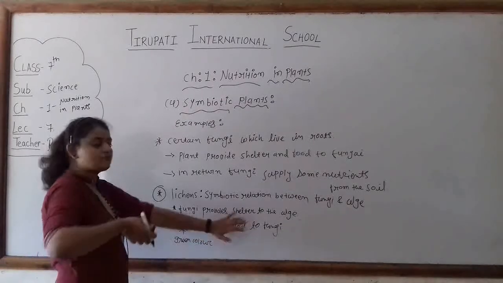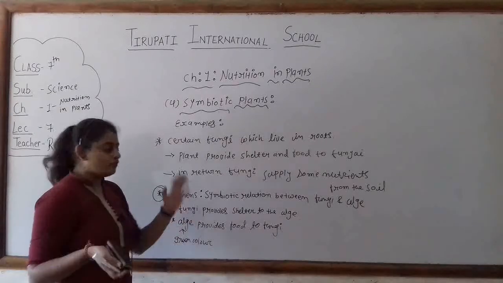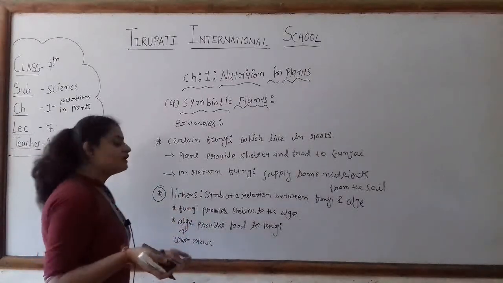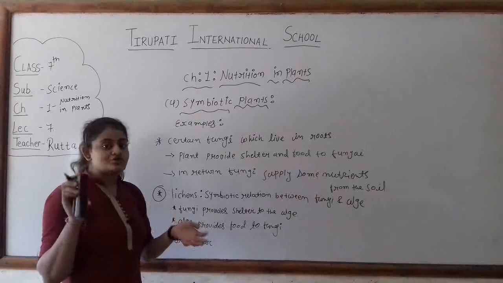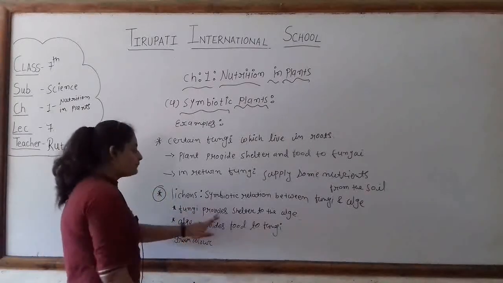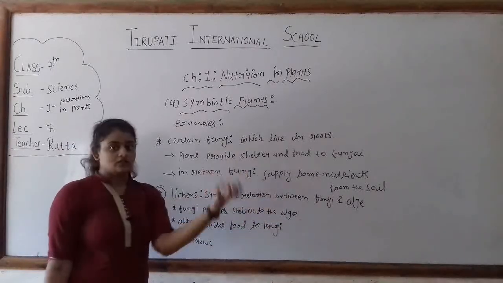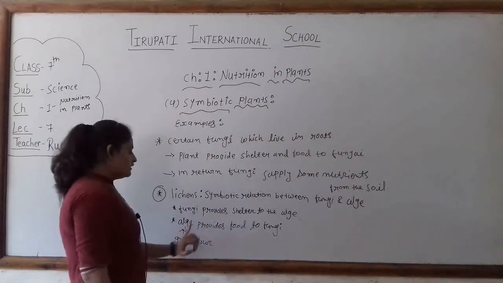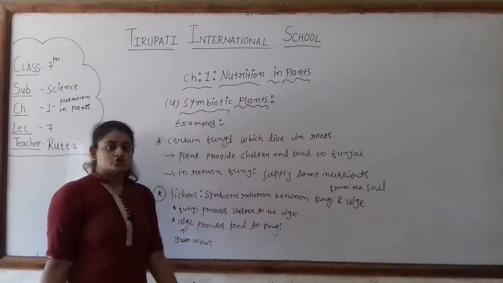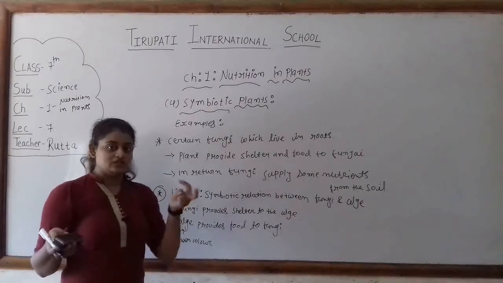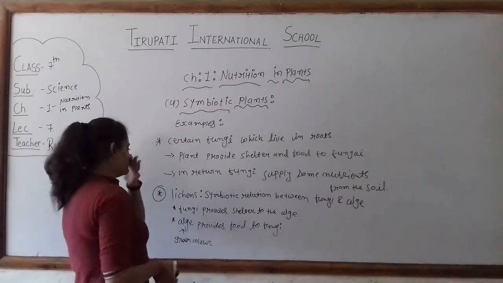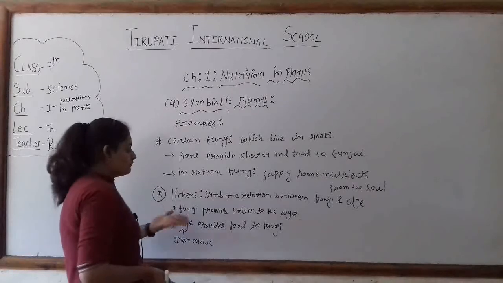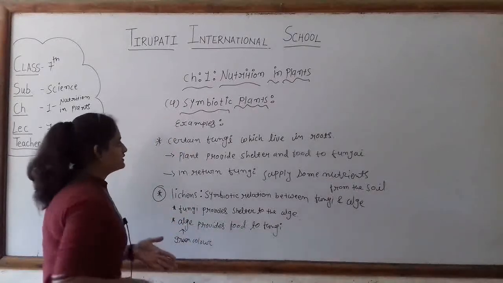So this is the symbiotic relationship in this type. Both fungi and algae provide each other shelter and food. Fungi provide shelter to the algae; they give the place to live, and in return algae provide food to the fungi. So both are beneficial for each other. This type of relationship is known as symbiotic.